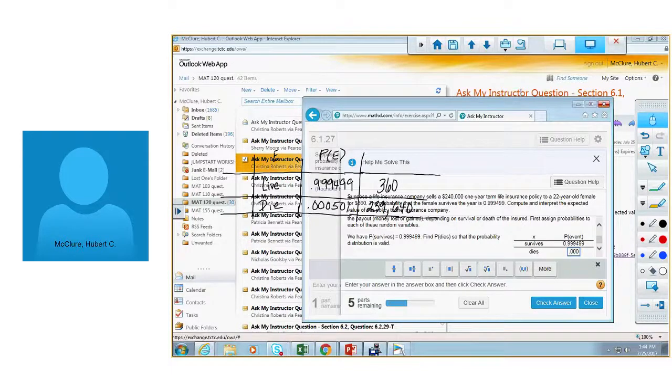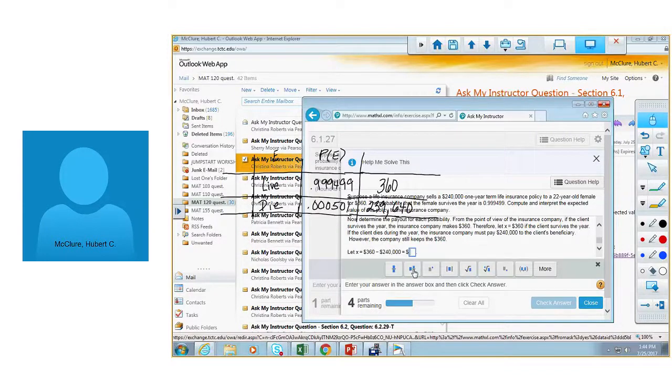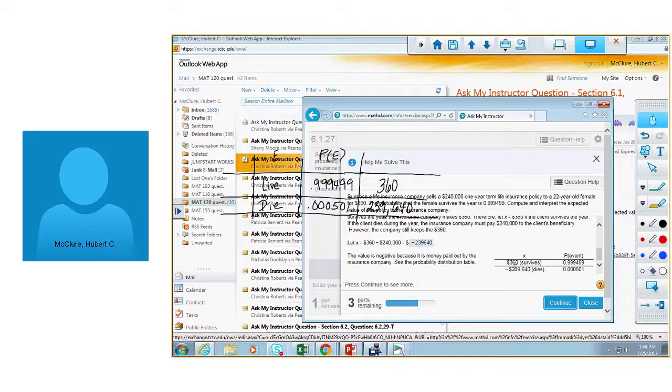0.00501. And then, okay, they subtracted it. Here, you're going to be 360 minus, okay, we did, that's right, didn't it? It's going to be a negative. So put a negative in front of that 239, negative 239,640. There it is. 360, she survives, times this, and then you just multiply them together and add them up. That's what they're going to do.